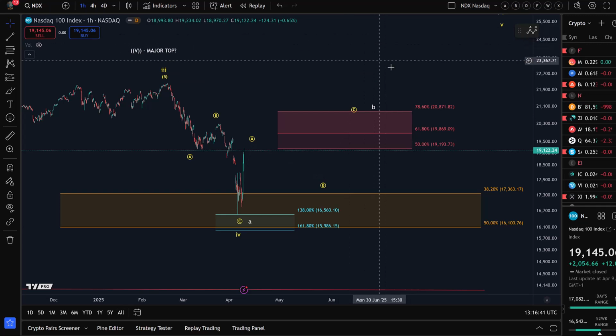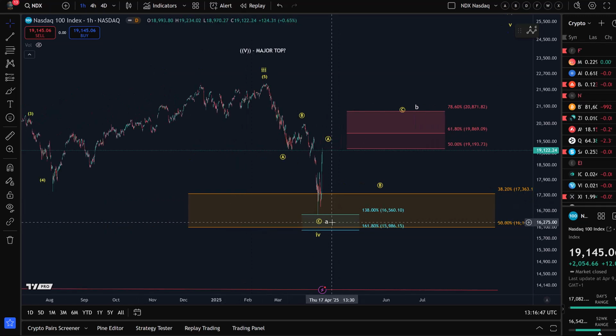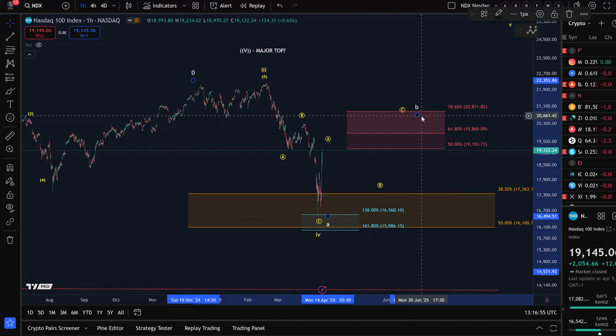This is the NDX chart, so NASDAQ 100 index. What we're tracking here is potential low in place in wave 4 in the bullish scenario. That's the short-term bullish count. And an A wave in the short-term bearish scenario.